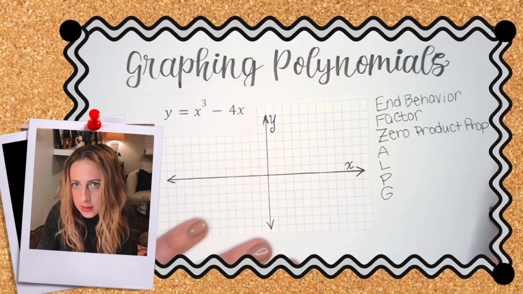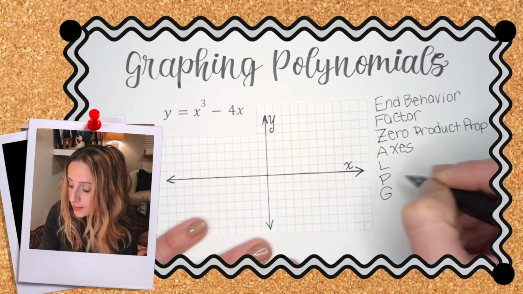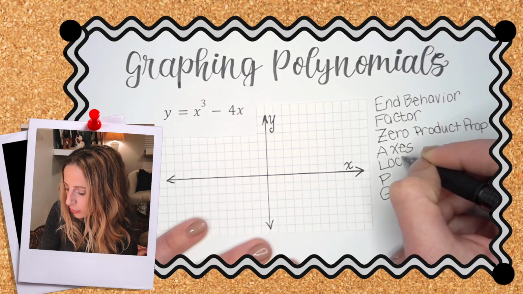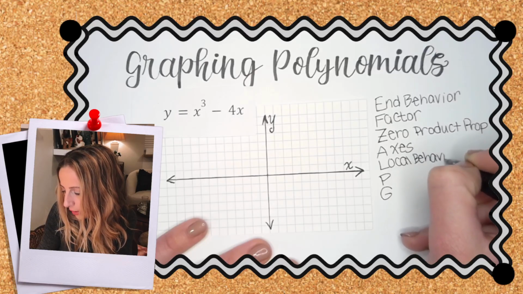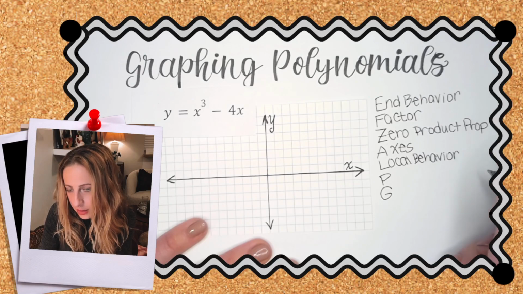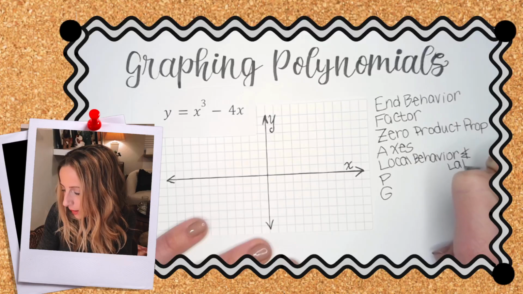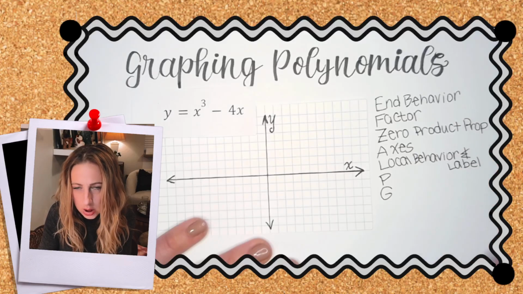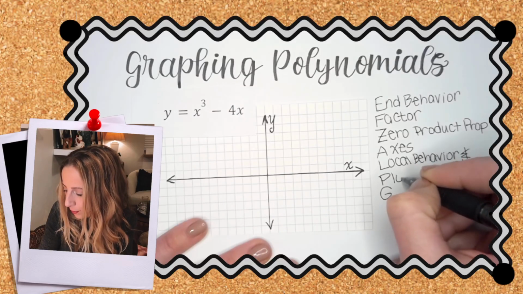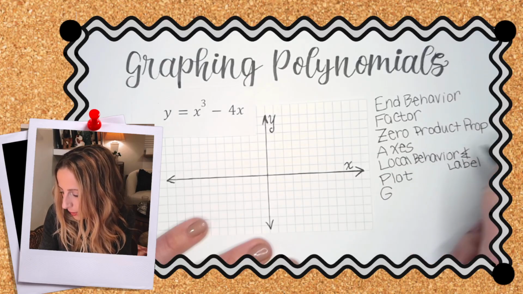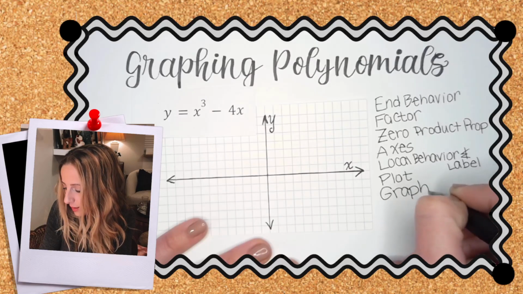After that, scooch this over. A is axes, the plural of axis. Here we're going to determine, and there are really two L's: local behavior, which is not end behavior but the behavior at the x-intercepts, and the other L word, label. We're going to label the x-intercepts with the number and the behavior. We have a little notation. P, we're going to plot everything. Plot and label kind of go together, right? And then G, last but not least, is to graph.